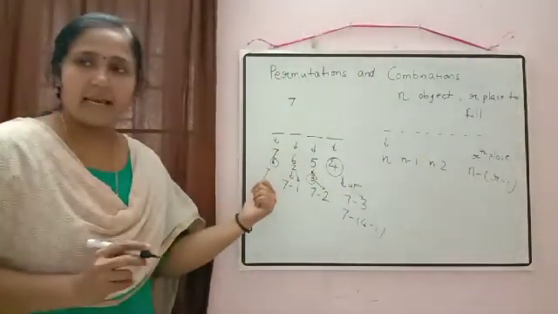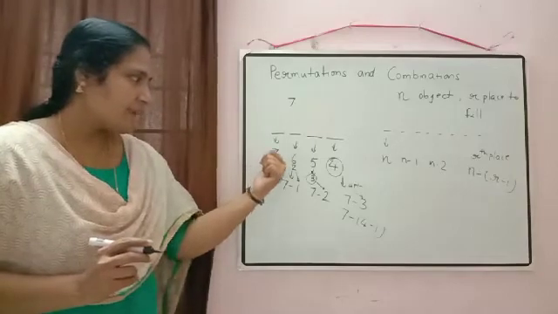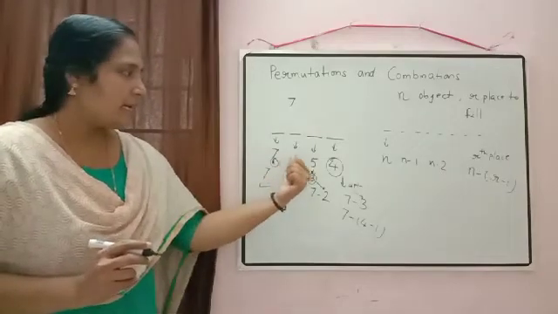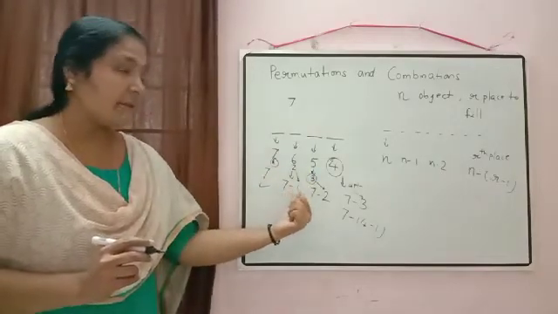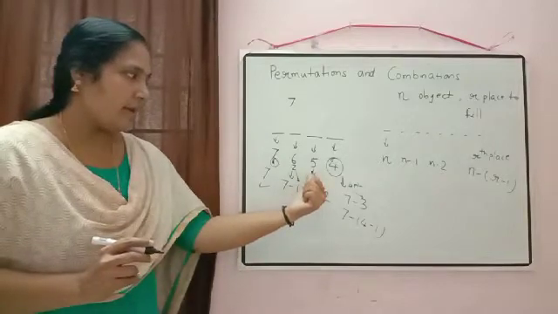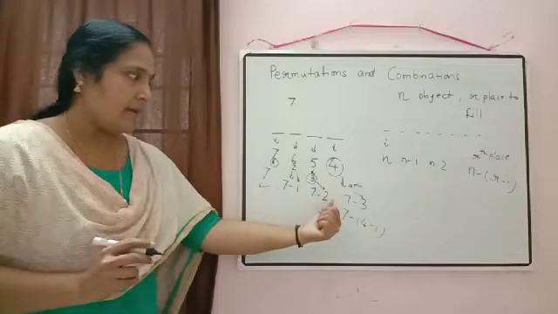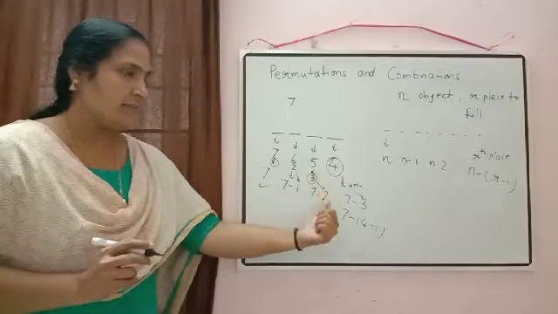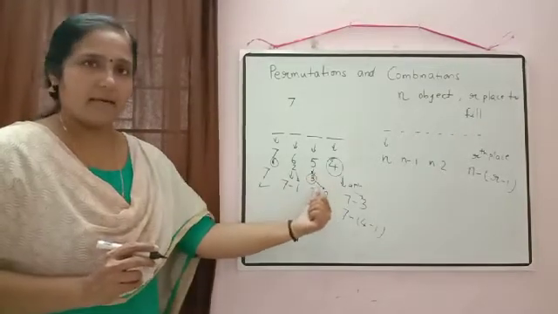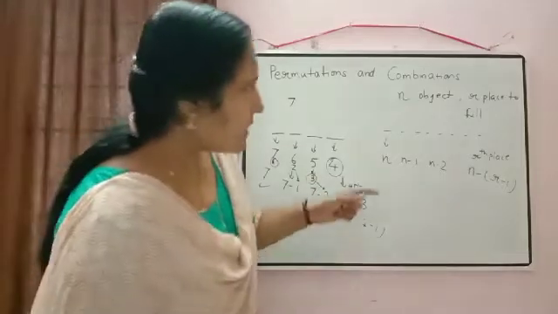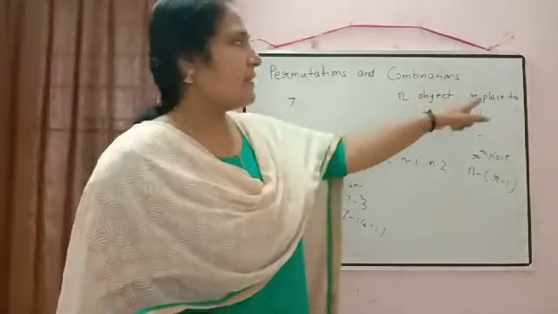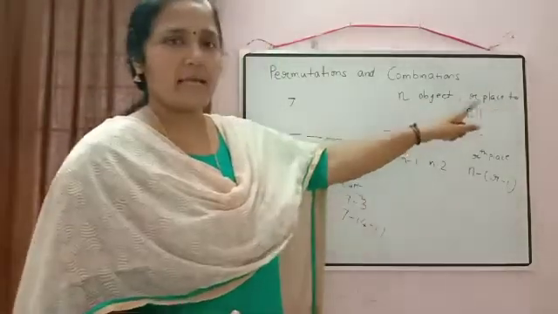Just to check here, relate with this. Okay. First place can be filled in 7 ways. Second place can be filled in 7 minus 1. So whatever the value of the place, you subtract 1 and then you will get the number there.